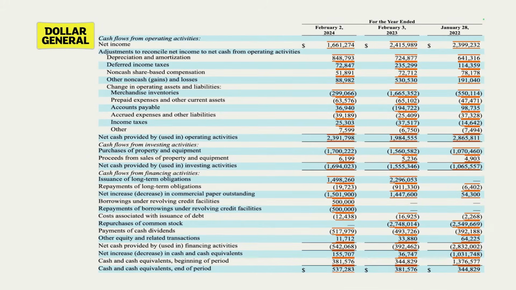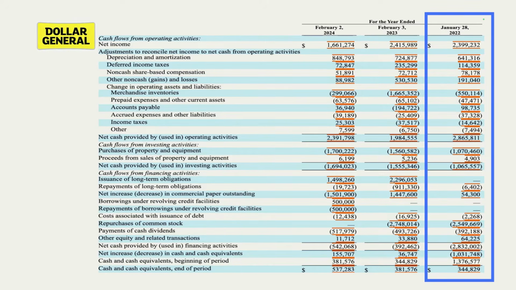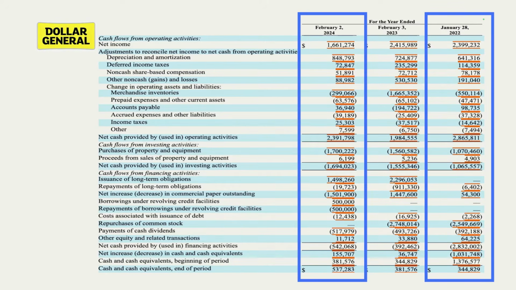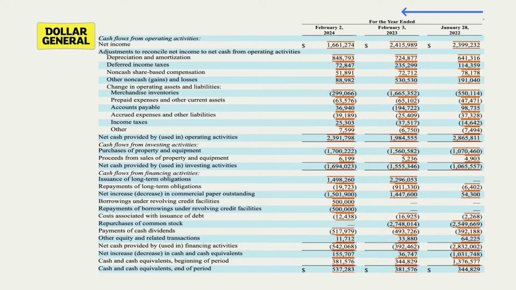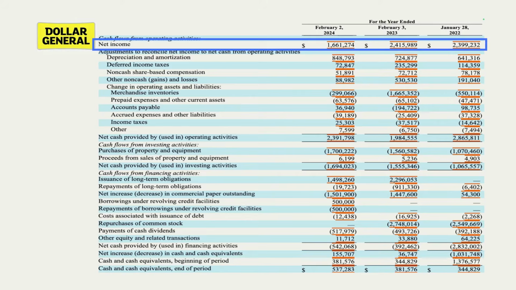Here is the cash flow statement of Dollar General, a retailer in the United States. The first thing to note is the direction that we're looking at here. In this case, the right-hand side is the oldest data, and the left-hand side is the most recent data. So we're going to be reading this cash flow statement from right to left. The other thing to note is that this company's net income, which is taken directly from the income statement, has actually dropped from $2.4 billion down to $1.7 billion during this particular time frame.